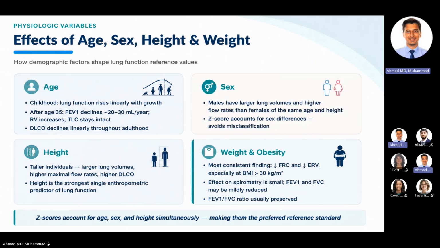The most consistent finding in obesity and weight gain is a decrease in functional residual capacity and a decrease in expiratory reserve volume, especially if an individual has a BMI of greater than 30 kilograms per meter squared. The effect on spirometry is small, and the FEV1/FVC ratio is usually preserved. So weight gain decreases your FRC, functional residual capacity, and your expiratory reserve volume.